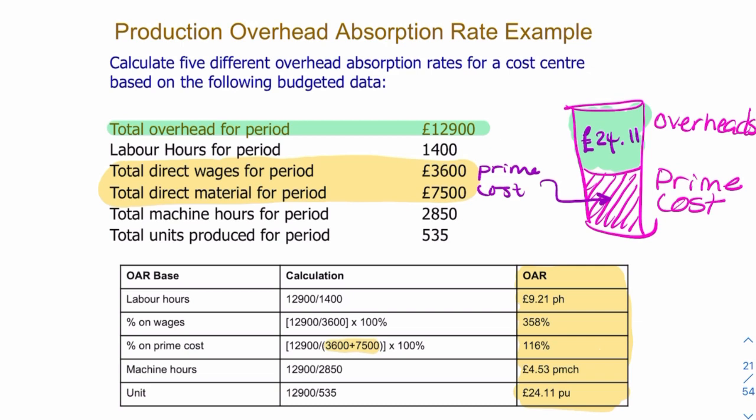So remember what we're trying to do. We're trying to find what the unit cost should be. So clearly it should be the prime cost plus something. That something could be this, could be this, could be this, etc.